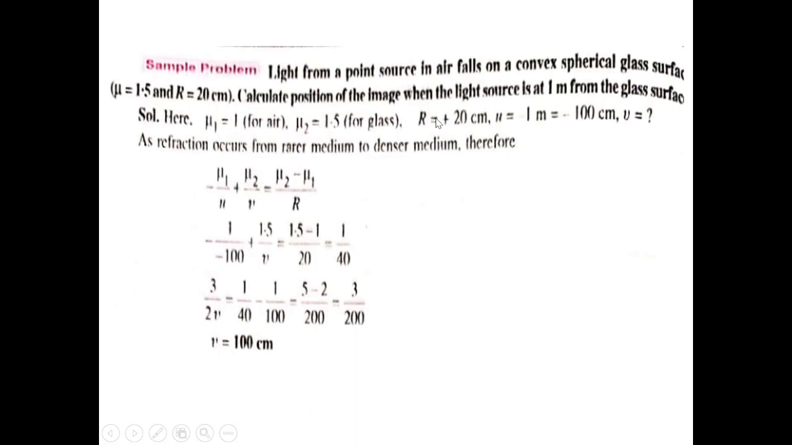Sometimes they ask a question from this equation, mu1 by u plus, refraction at a surface. They give all the values. Light from a point source in air falls on a convex spherical glass surface. Calculate the position of the image when the light source is at 1 meter from the surface. You know mu1 is 1 from air to glass, so mu2 is 1.5. R is plus 20 centimeter. The sign of R is very important.